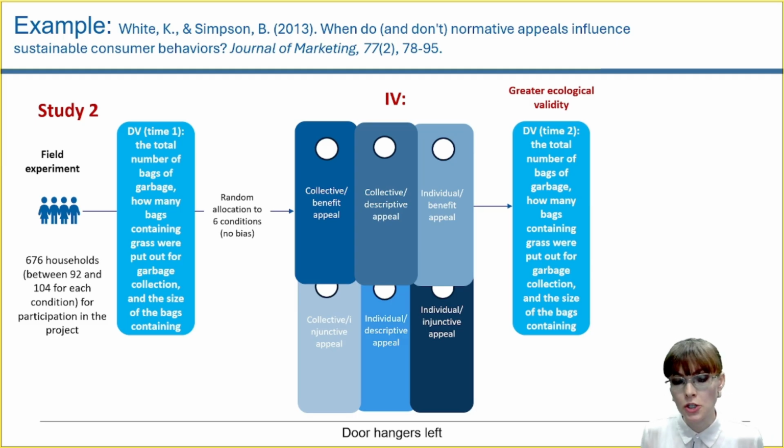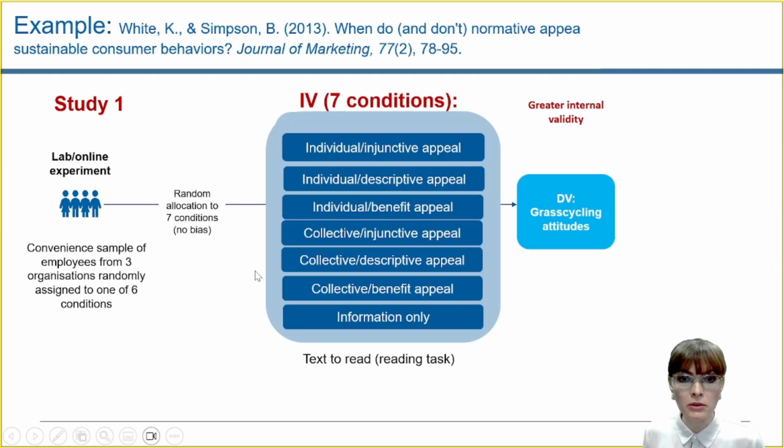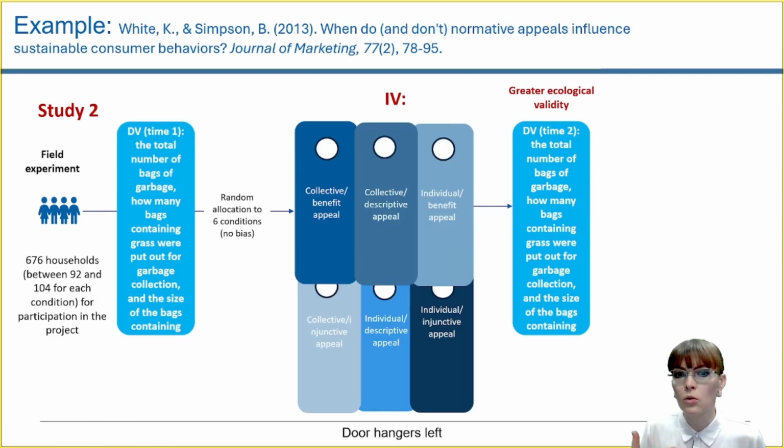This is a schematic of their second study, because they wanted to approximate the decision making to a more natural environment. They selected households and then randomly allocated them to different conditions. They used 6 conditions this time. I don't think they used a control group. And they converted those appeals, which they used in the lab as a reading task, into door hangers.